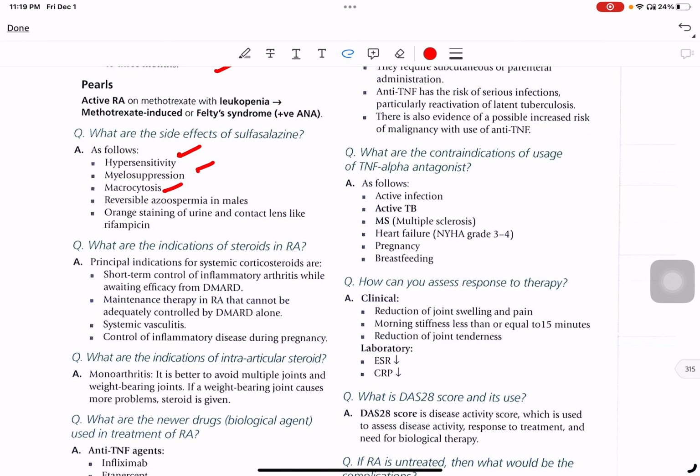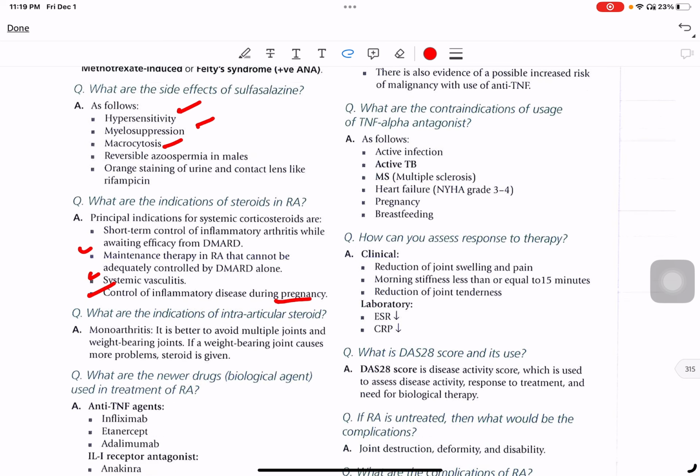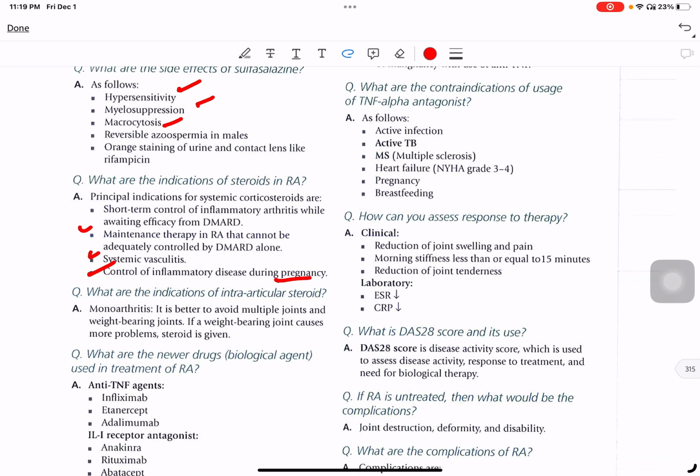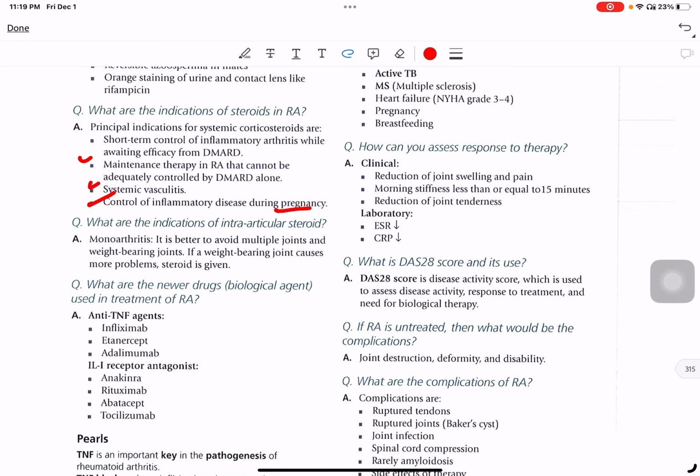Indications of steroid in rheumatoid arthritis: short-term control of inflammation, maintenance therapy, systemic vasculitis, and disease control during pregnancy. Regarding intra-articular steroid, it is better to avoid multiple injections in a weight-bearing joint, but it may be given. What are the biologics? Anti-TNF agents: infliximab, etanercept, adalimumab. Interleukin-1 receptor antagonist: anakinra; also rituximab, abatacept, and tocilizumab.